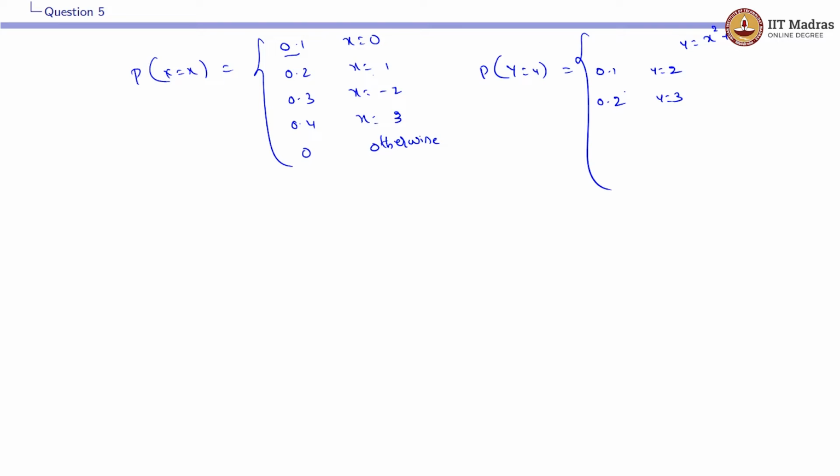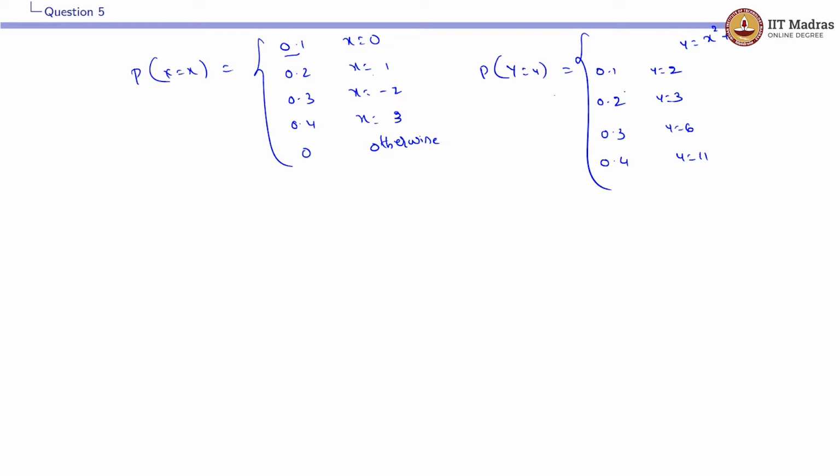And for x equals -2, if you substitute it there, it would be -2 whole square plus 2, that is nothing but 4 plus 2, which is equal to 6. So for that it would be 0.3. So for y equals 6, the probability of that occurring is 0.3. For x equals 3, we'll get a y of 3 square plus 2, which is nothing but 9 plus 2, 11. We have a probability of 0.4. So this is the probability mass function for y.